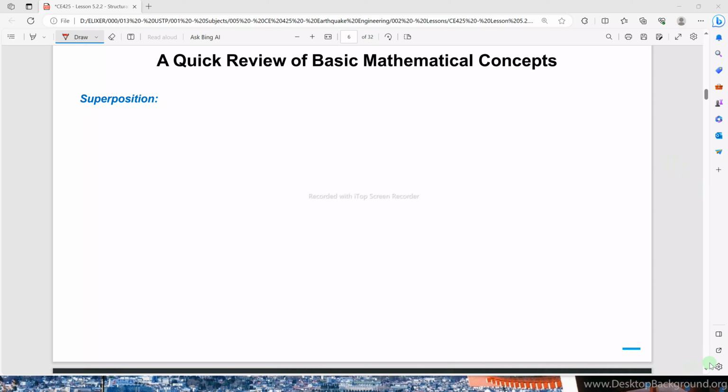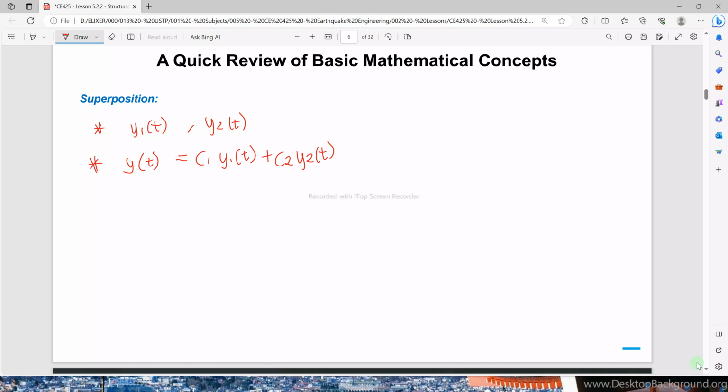Okay, welcome once again. Let's continue with our discussion on superposition. We have a second degree linear differential equation, and eventually we have a first solution and then a second solution. If we add these two solutions, we will have another solution, which is also a solution for our differential equation in this form.